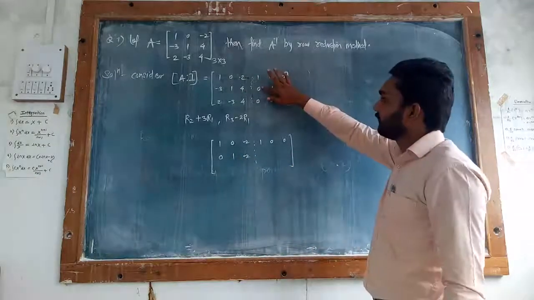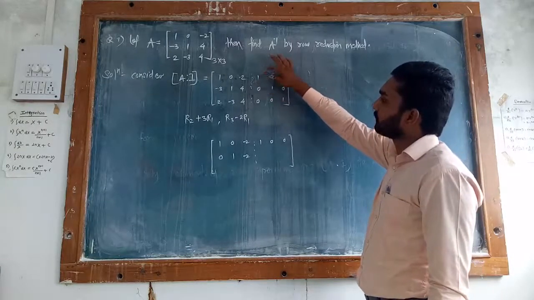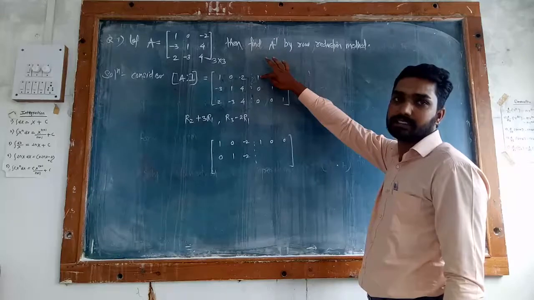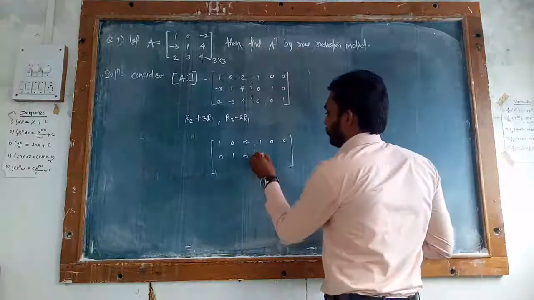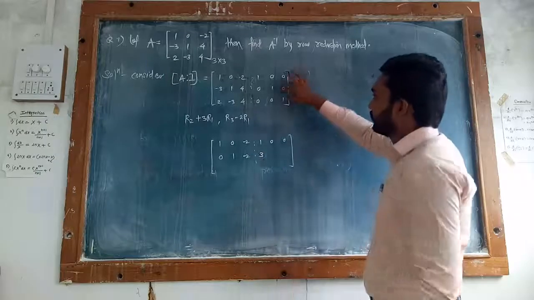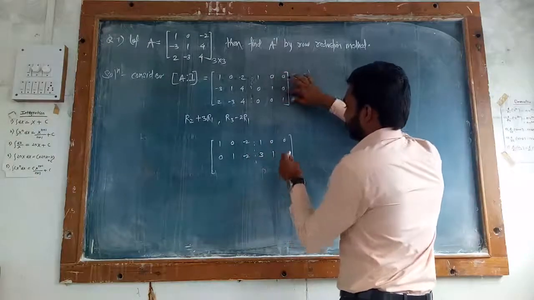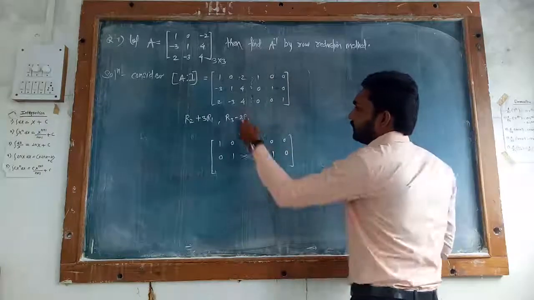Now similarly this one, that is R2 plus 3 times R1. 0 plus 3 into 1 is 3. 0 plus 3 is 3. Okay. Next is 1 plus this 0, that is 1, and last 0 plus 0 is 0.